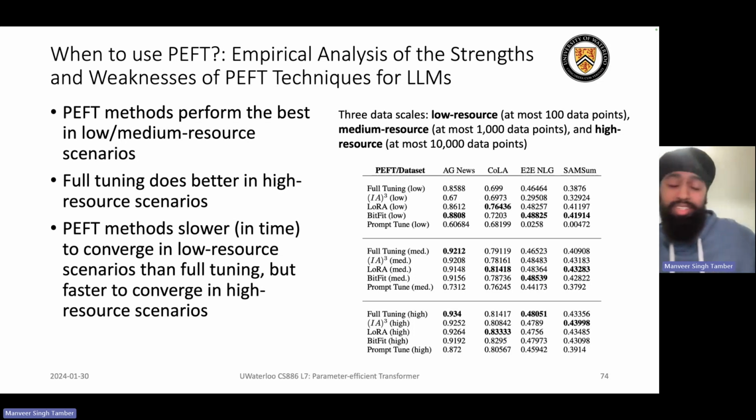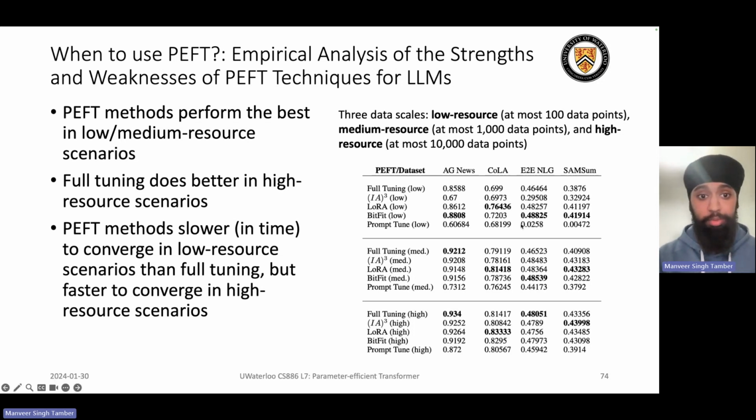Now, what does that mean? Because it is arbitrary. So basically to them, low resource is at most 100 data points, medium resource is at most 1,000 data points, so ranging from 100 to 1,000, and high resource is at most 10,000. Realistically, high resource is anything more than 1,000, but in their testing, it's 1,000 to 10,000. Right? So PEFT methods do better in low resource, full model fine-tuning does better in high resource.